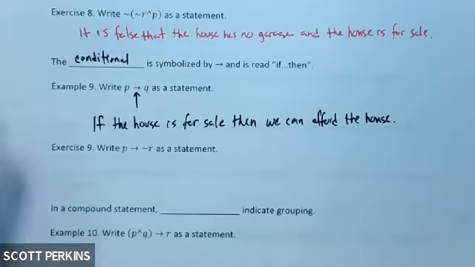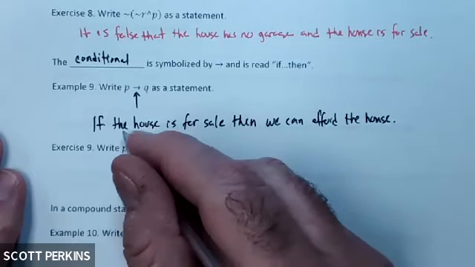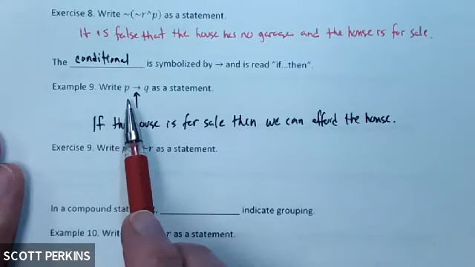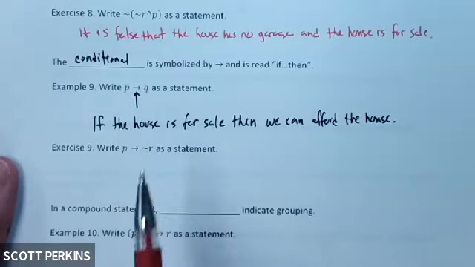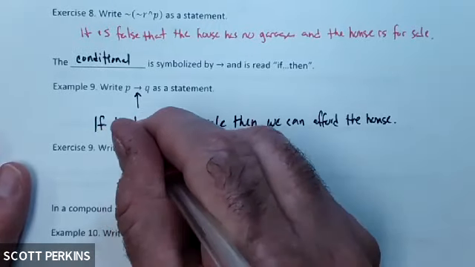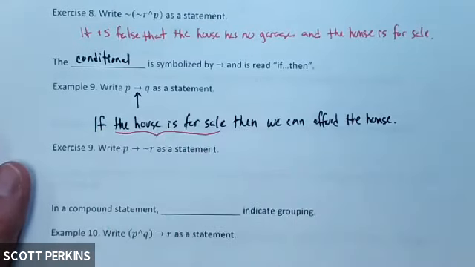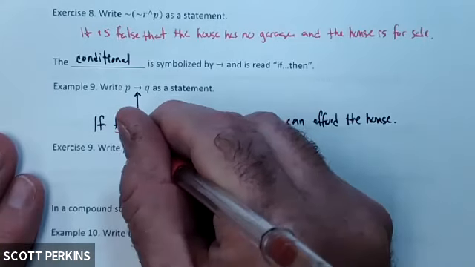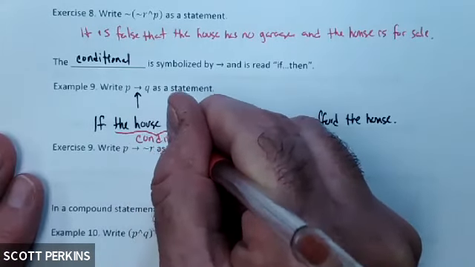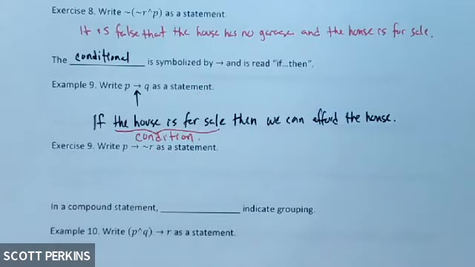So a couple things about this just to prepare us for what we're going to do. The thing that comes after the if, the thing on the left side of the arrow where the arrow starts, this statement, in this case, it's P, the house is for sale. That is called the condition. And what we're going to see when we learn a little bit more about this is it's that part of the conditional statement that tells me under what circumstances I apply this.